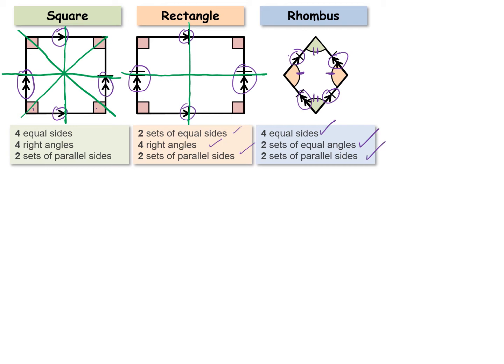It has symmetry. It's symmetrical straight down the middle like so, so left symmetrical to the right, and straight across, top symmetrical to the bottom. So it's got 2 lines of symmetry.